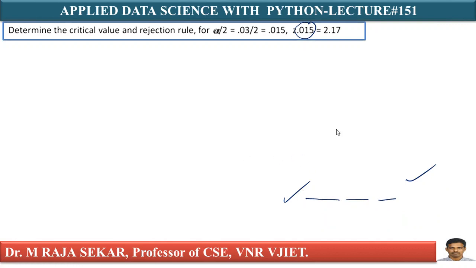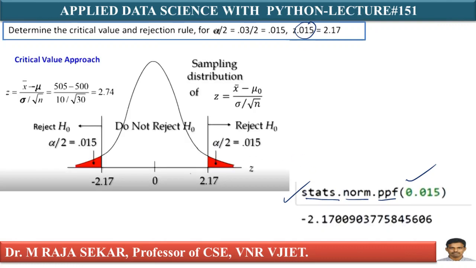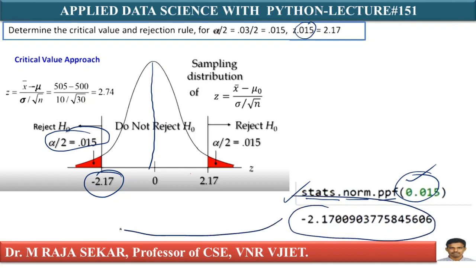0.015 means what? What will you get? You will get it on the left hand side, isn't it? Just see this one: 0.0. The entire area on the left side of this 0 is 0.5. For 0.015 area, what is the corresponding value? PPF is the opposite of CDF, isn't it? For 0.015 area, what is my corresponding Z value? This is minus 2.17. As it is symmetric, if it is minus 2.17 for 0.015 area, this must be plus 2.17.